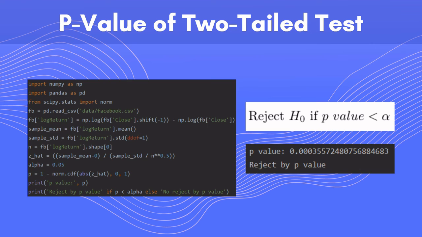Let's look at the codes. We will focus on the last 3 lines of codes. Here, we use norm.cdf to compute the cumulative probability. After that, we just have to compare it with alpha, and print out the final result, whether to reject it or not.